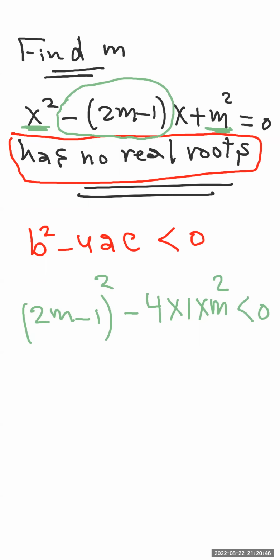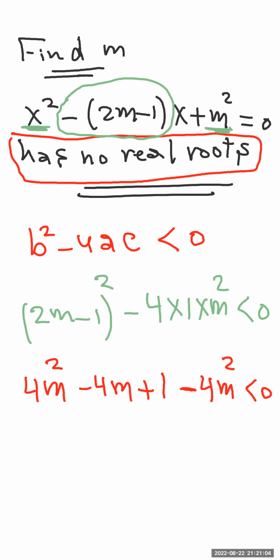Now the first bracket to the power 2: first term squared, 4m squared, minus first times the second times 2, 4m, plus second squared, 1, minus 4m squared less than 0. Okay. Now guys, 4m squared minus 4m squared, so 0. Now the remaining terms, negative 4m plus 1 smaller than 0. It's an inequality, so it's very easy to solve it.